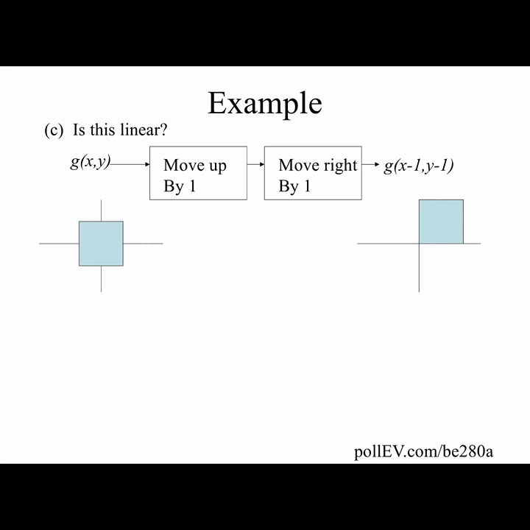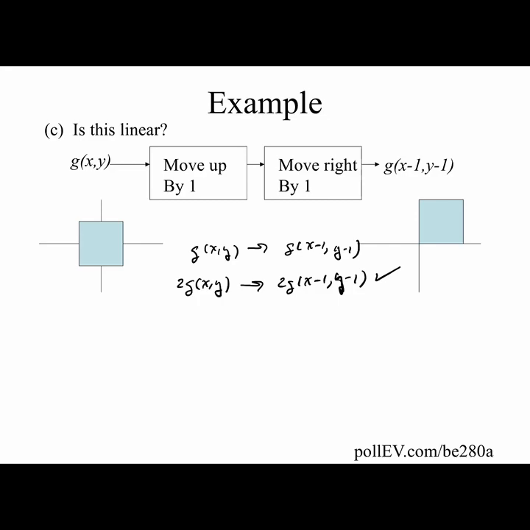Okay, so let's see why it is linear. If I have g of x y, this is saying it goes to g of x minus 1, y minus 1, right? So if I have 2g of x y, what is it going to give me? That is 2 times the original output, right? Okay, so scaling works.